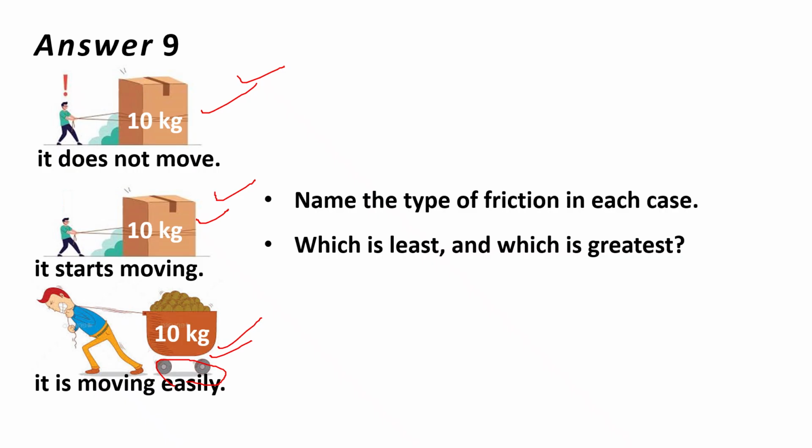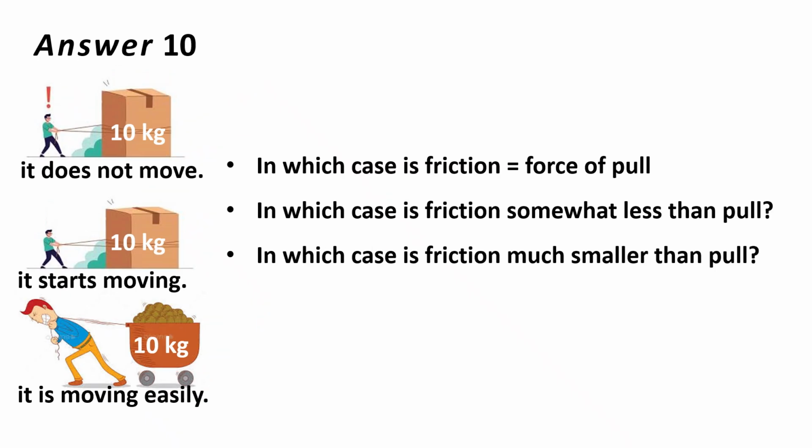Which is least? The least will be rolling friction. And which is greatest? The greatest will be static friction. Greatest static friction, least rolling friction. And now we come to the last question.